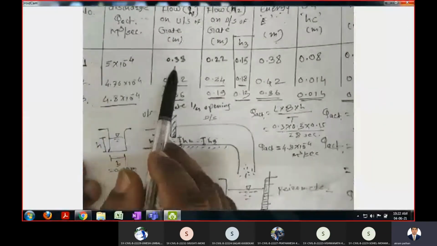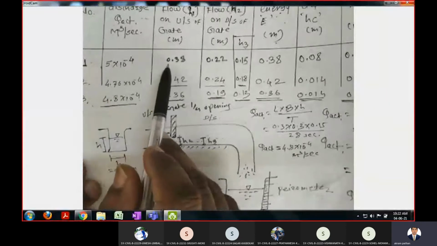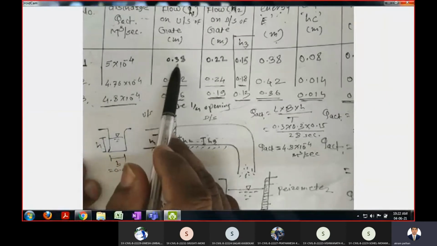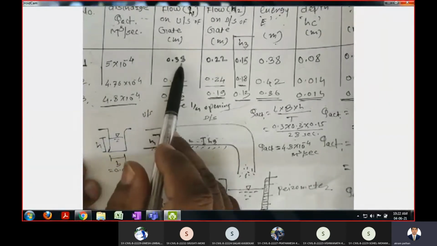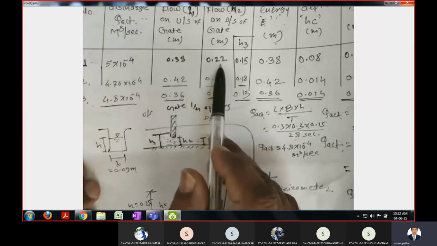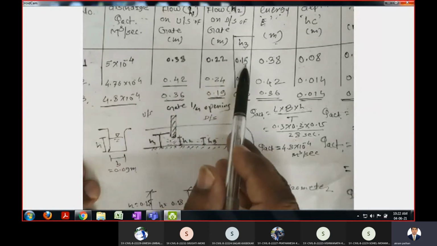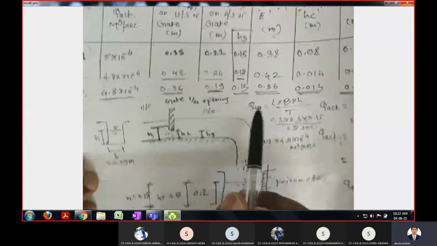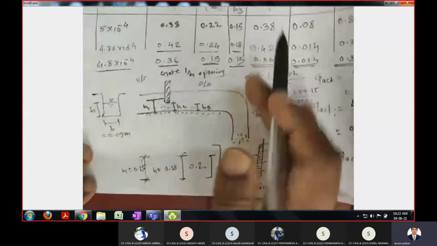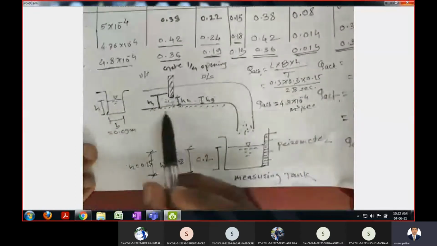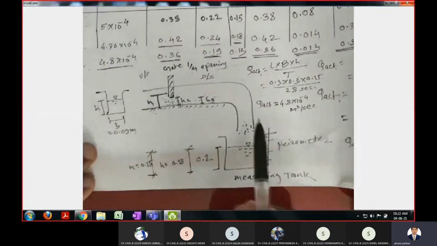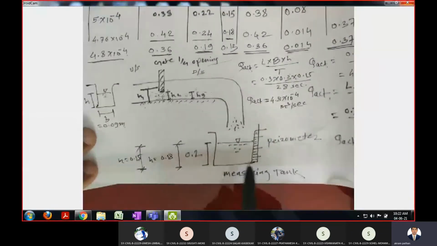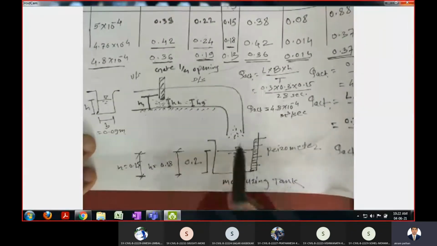Okay. So for the first reading, for the depth H1, we have recorded 0.38, then H2 is 0.22 and H3 is 0.18. Okay. So these 3 readings we expect from the practical: H1, H2 and H3. Now at the outlet of the channel we have a measuring tank. To measure the actual discharge, we require the measuring tank.